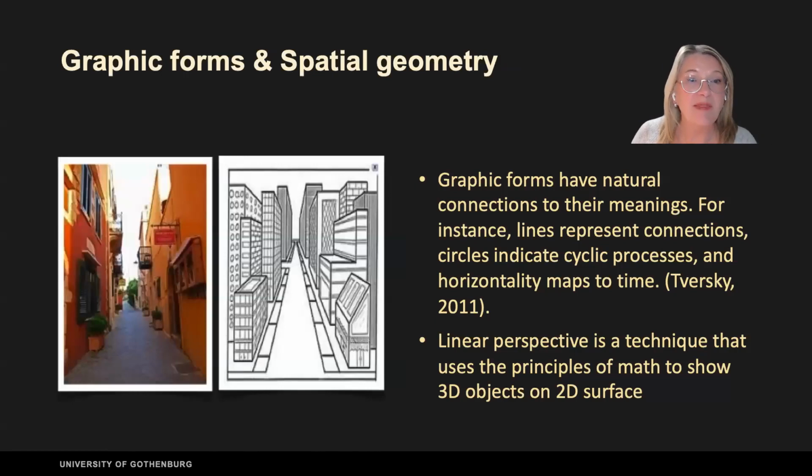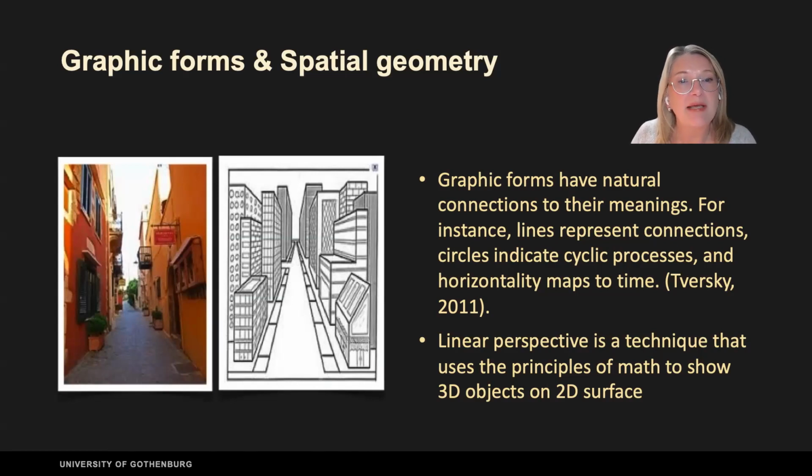Tversky argues that there are three natural connections between graphic forms and their meanings. For instance, lines represent connections, circles indicate cyclic processes, and the horizontal dimension is mapped to time.